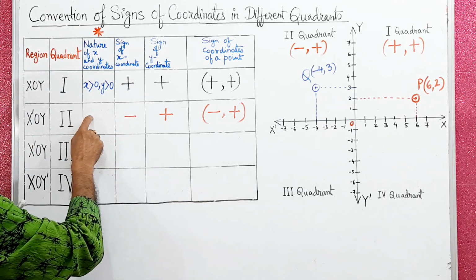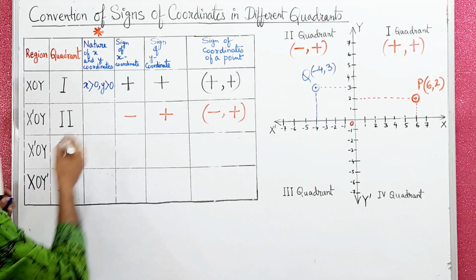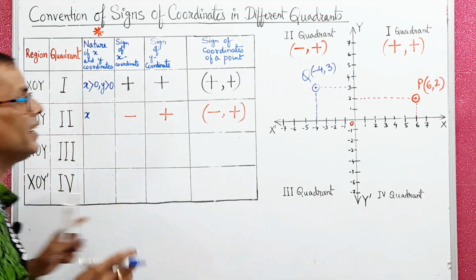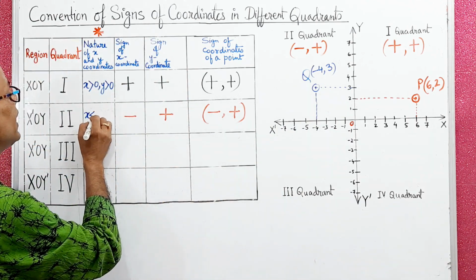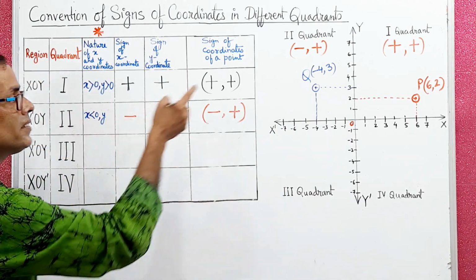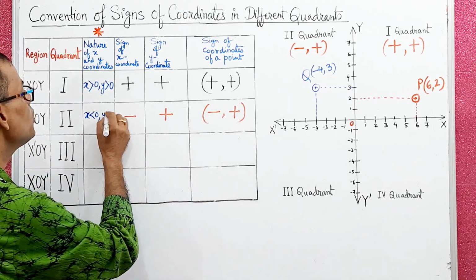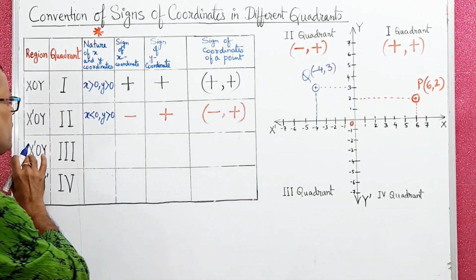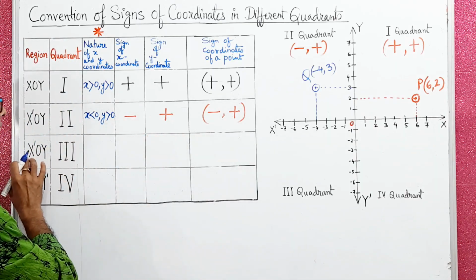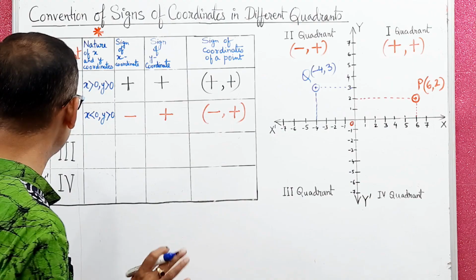So now how will we write the nature? X, since x value is -4, less than 0. So we will write x less than 0. And y is 3, so 3 is greater than 0. So y is greater than 0. Clear? Now next quadrant, the third quadrant, X'OY'.